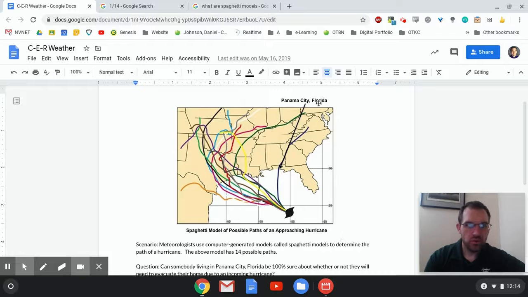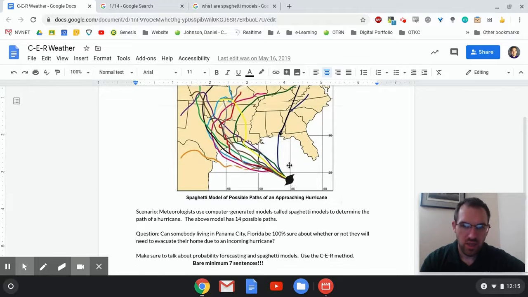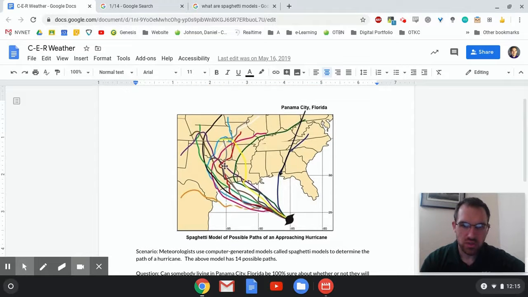So for your next weather CER, this is what you're going to be solving. It says right here, this is your scenario. Meteorologists, so scientists who study weather, use computer-generated models that are called spaghetti models to determine the path of a hurricane. The above model has 14 possible paths. So this black symbol right here represents the hurricane, and then you see all these different squiggly lines right there with all different colors. There are a total of 14 different paths. Each one is a possible path that the hurricane could move on.